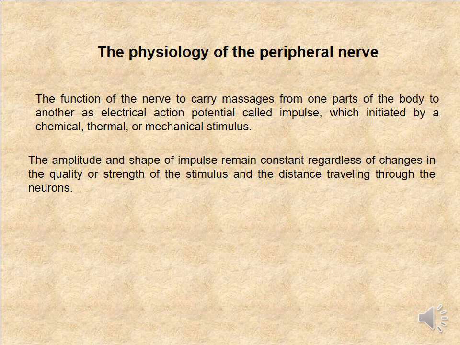Well, now we start with the simple physiology of the nerves, the physiology of the peripheral nerve. The function of the nerve is to carry messages from one part of the body to another as an electrical action potential called an impulse, which is initiated by chemical, thermal, or mechanical stimuli. The amplitude and shape of the impulse remain constant regardless of change in the strength of the stimulus and the distance traveled through the nerve.